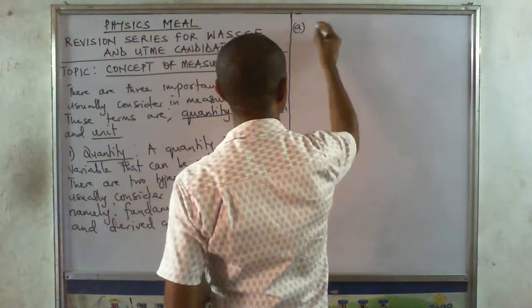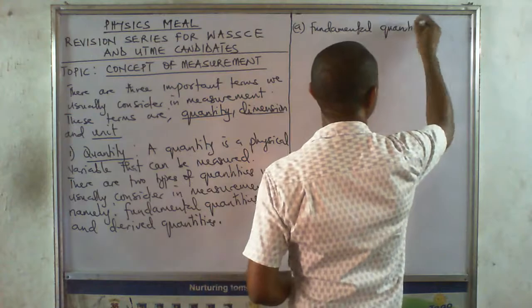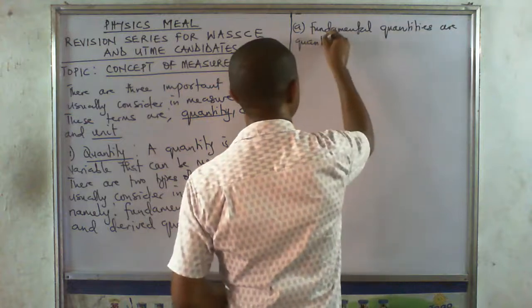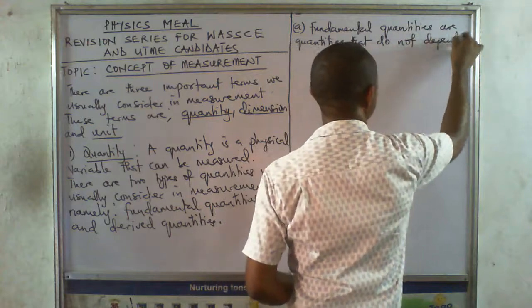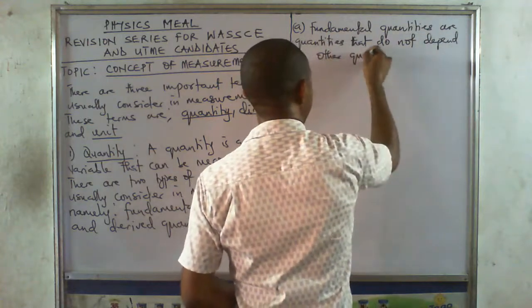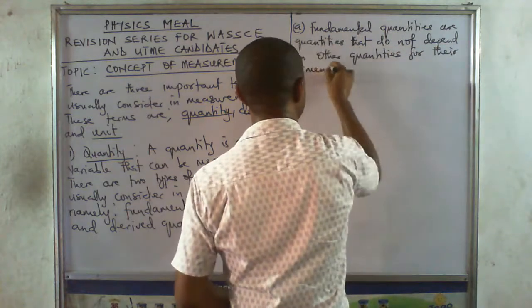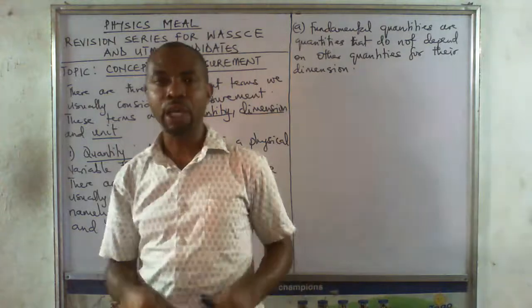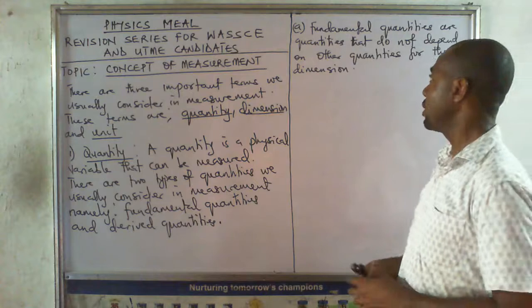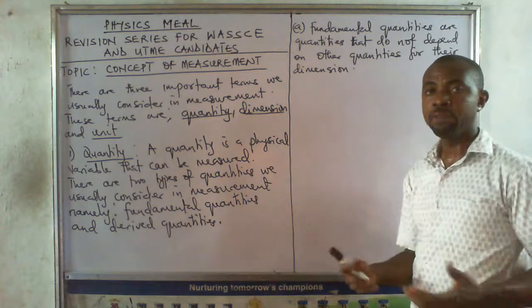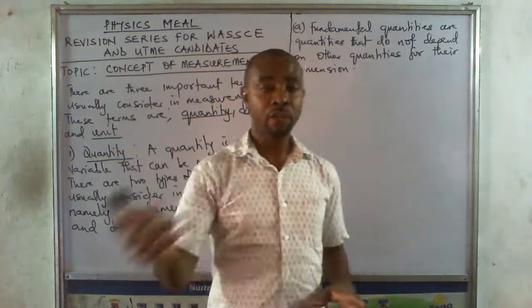So quickly, we have to say this: fundamental quantities are quantities that do not depend on other quantities for their dimension. So those quantities that do not depend on other quantities for their dimension, we refer to them as fundamental quantities. Any quantity that will not be dependent on another quantity in order to obtain its dimension is said to be what? A fundamental quantity.